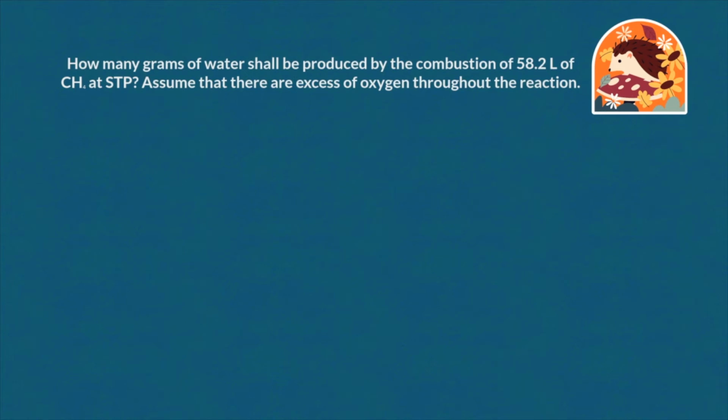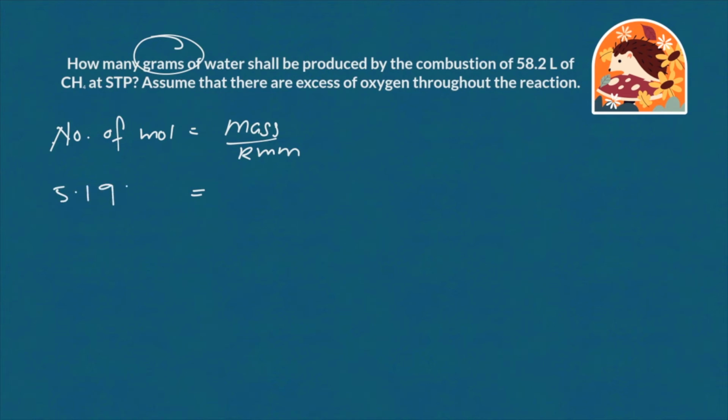Alright, since the question asks you to calculate the mass in gram, instead of just stopping the calculation at the number of moles, you need to convert that into mass. So number of mole is equivalent to mass over RMM. The number of mole is the one that we have calculated just now, which is 5.1934, equivalent to mass over RMM.